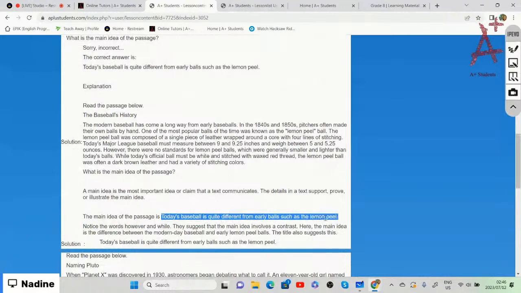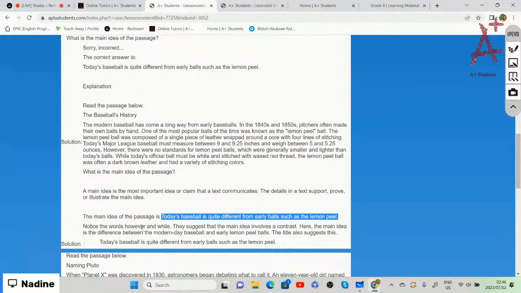And we said that the lemon peel ball was composed of a single piece of leather wrapped around a core with four lines of stitching. So the main idea over here is that today's baseball is quite different from the early balls such as the lemon peel, which is what the ball was known for, the popular ball. And here, just notice the words however and while.